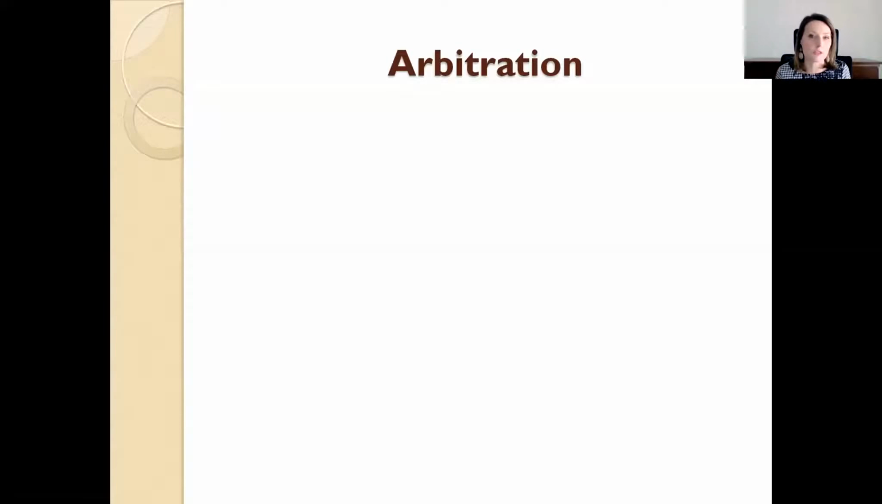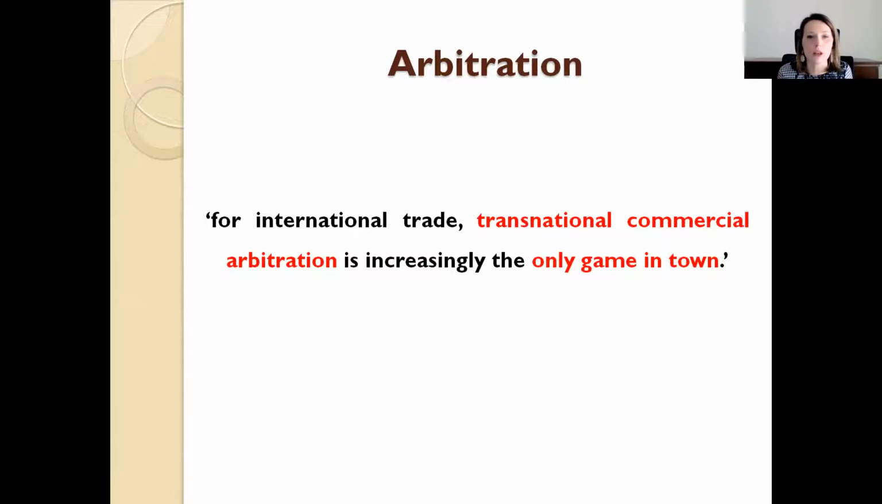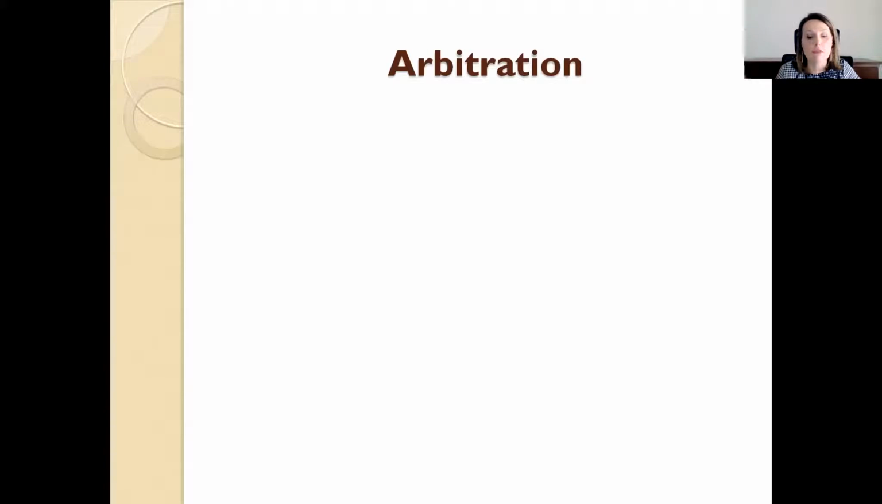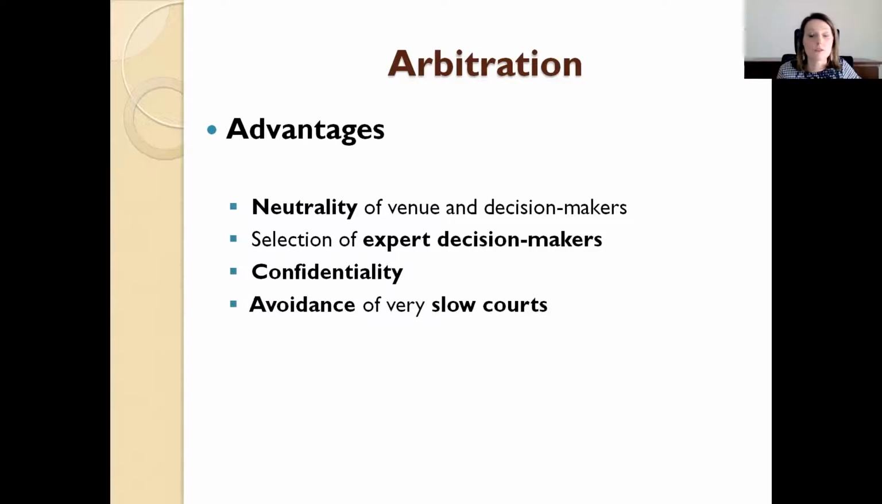In cross-border disputes, arbitration is often chosen because neither party wishes to submit to the opponent's home court. This is why it is nice to quote an aphorism which says that, for international trade, transnational commercial arbitration is increasingly the only game in town. This is a quotation from Neil Andrews in his book, The Three Paths to Justice. Thus, parties to transnational disputes often stipulate for arbitration because they hope to gain various advantages, such as neutrality of venue and decision makers, selection of expert decision makers, confidentiality, avoidance of very slow courts, procedural flexibility, and award finality.